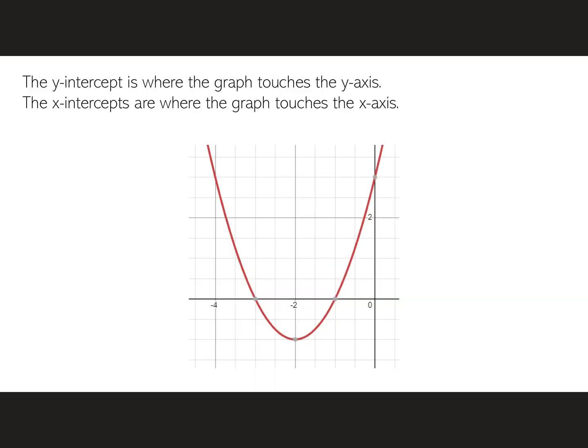Our next term is intercepts. We've got y-intercept and x-intercepts. The y-intercept is where the graph touches the y-axis. When I say the graph, I'm talking about the parabola. So where does it hit the y-axis? The x-intercepts are where the graph touches the x-axis. So in this case, the y-intercept is at 3. And if you wanted to write it as an ordered pair, we would just say 0, 3.